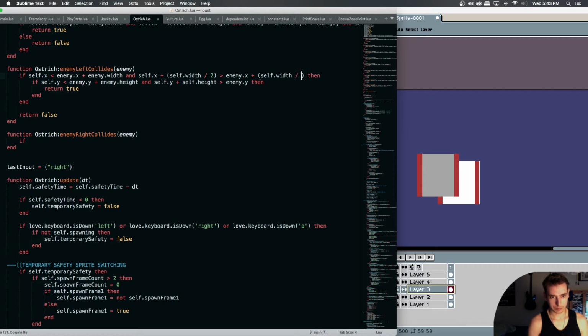That's where the 8 came from. Because 16 is our width, half of our width is 8. So that's where the plus 8 came from. So something else is going on, because that's right.